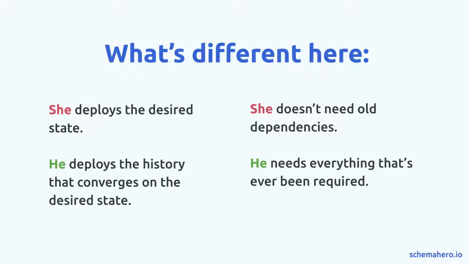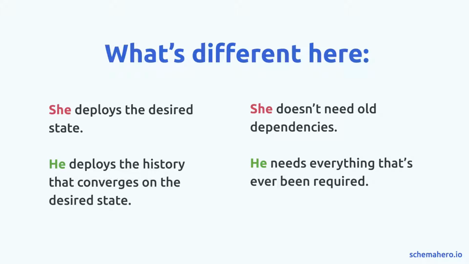The differences between the two here are our Django developer just deploys the desired state of the database. She knows, here's our code, here's the class, lets the ORM automatically deploy what's needed. And our Java developer, he actually deploys the history. So he walks through everything that converges to that desired state.